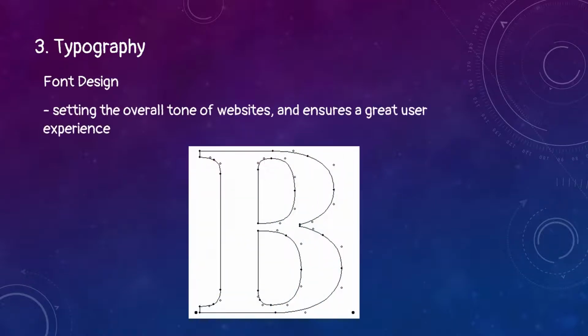Next, the third application is in typography. Typography is the art and technique of arranging shapes to make written language legible. In this case, constructing curves and surfaces through specified points is used to make font design. The importance of font design is to set the overall tone of different websites and ensure a great user experience.